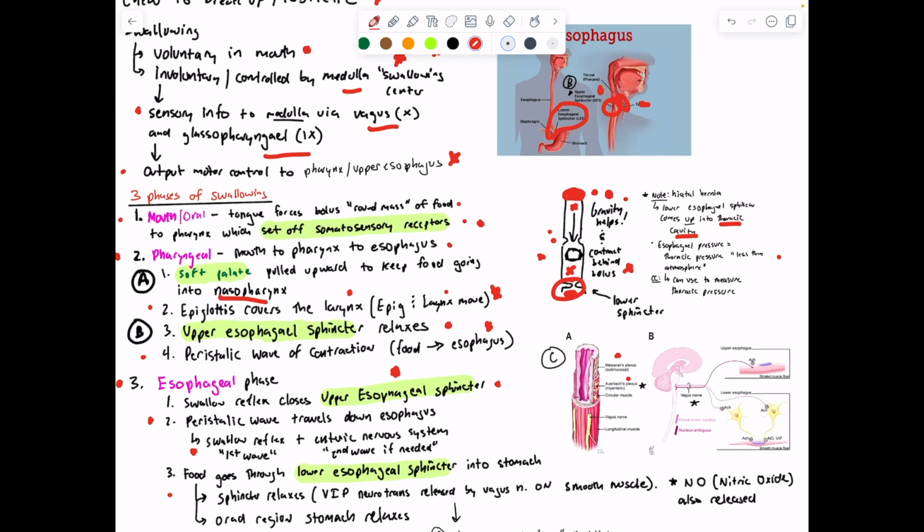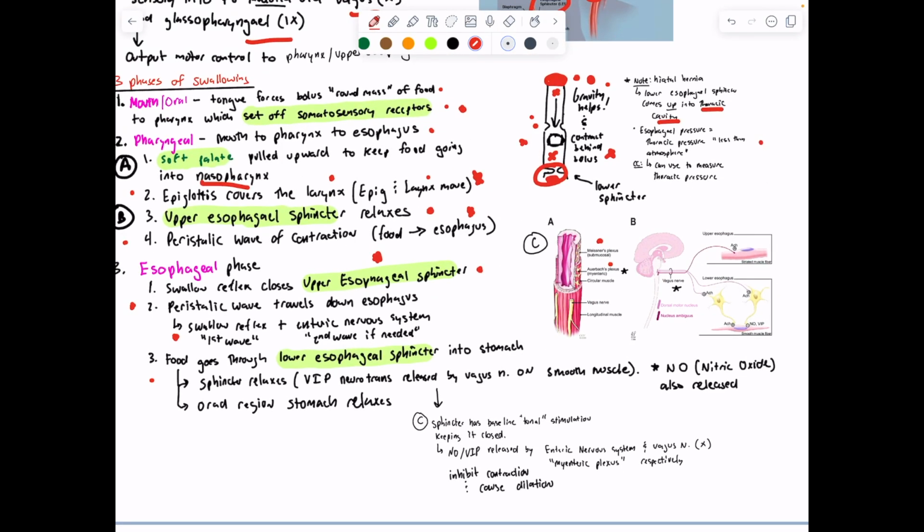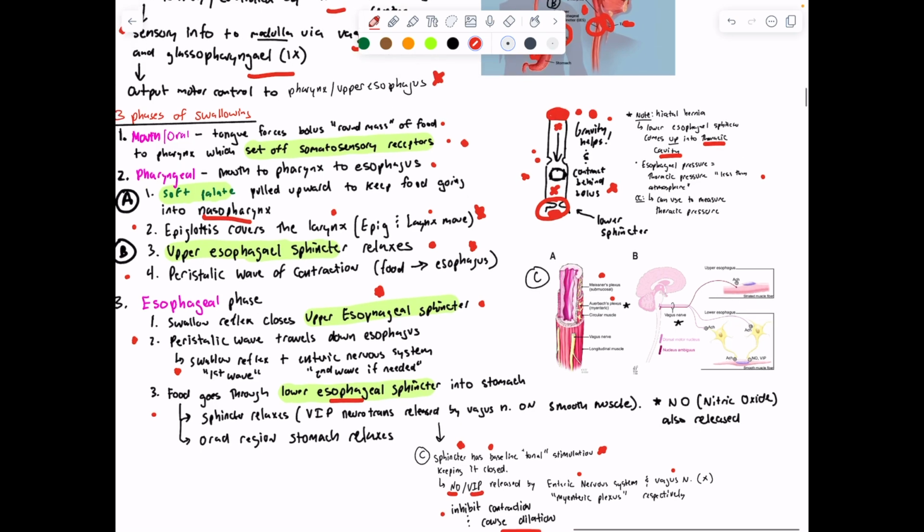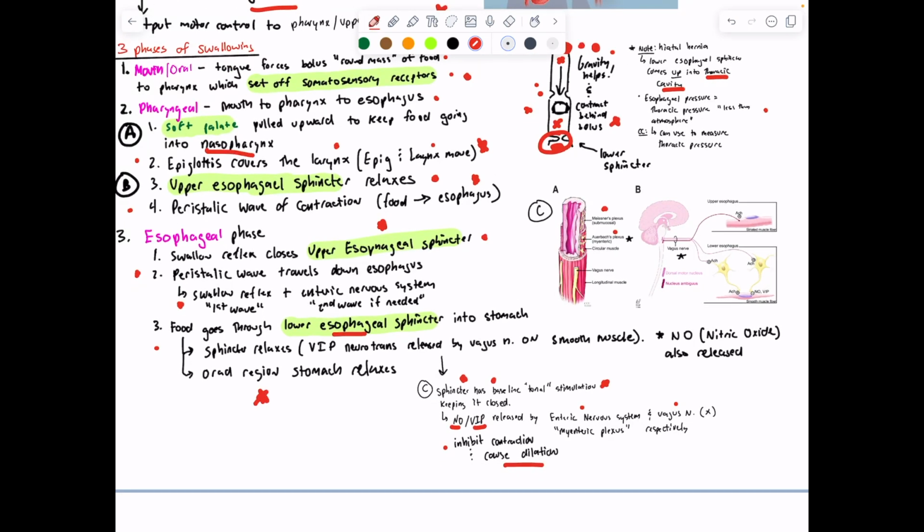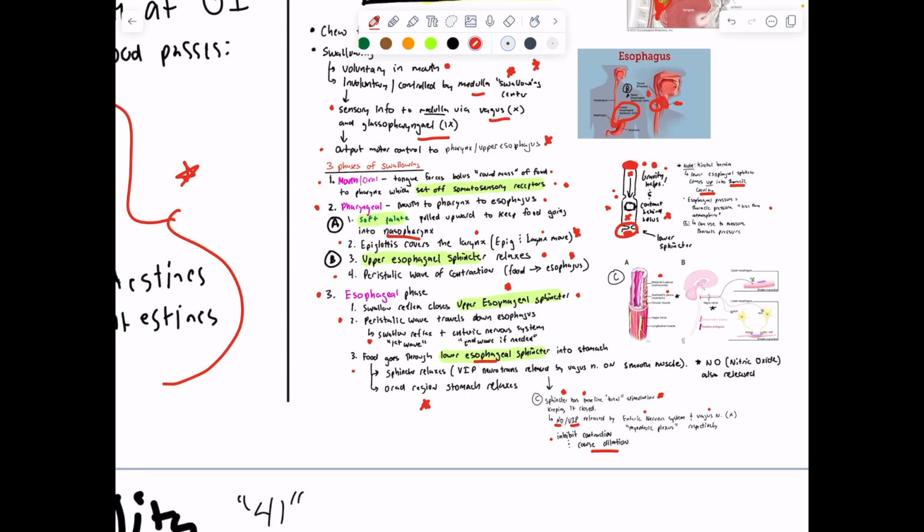Oh yeah, so right here, the sphincter relaxes. The lower esophageal sphincter has baseline tonic stimulation keeping it closed generally, but nitric oxide and the neurotransmitter VIP are released, by the enteric nervous system for nitric oxide and by the vagus nerve for VIP, to inhibit contraction and cause dilation of the lower esophageal sphincter. That will open up the sphincter, cause it to relax, and allow food to pass through, and you also have the ORAD region of the stomach relax in preparation for the food to arrive.